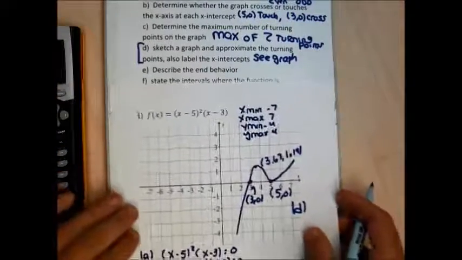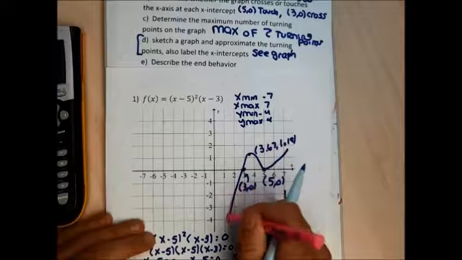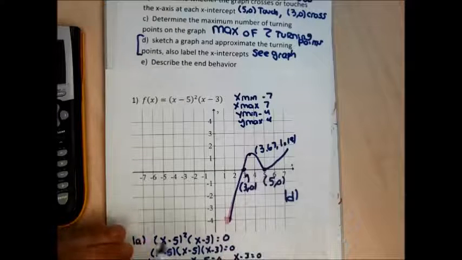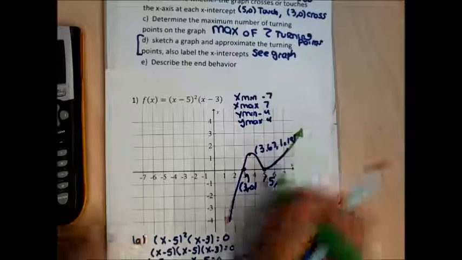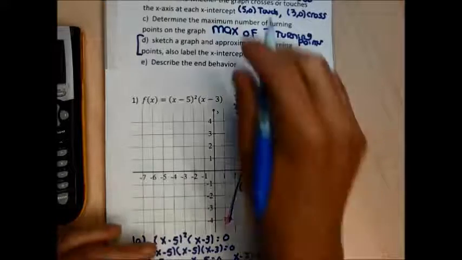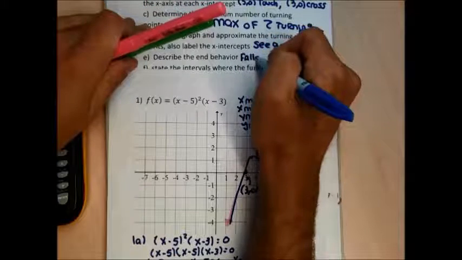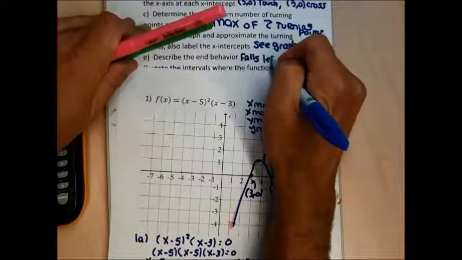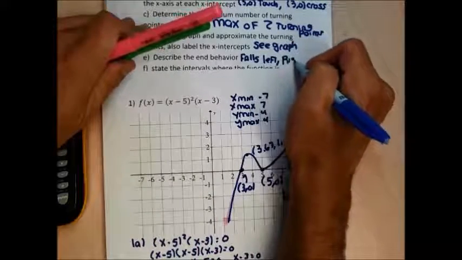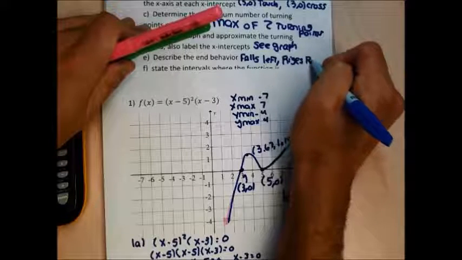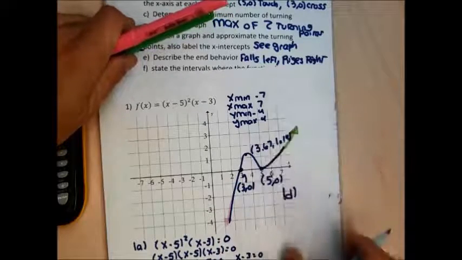For part F, I want to describe the end behavior. So I look at the left half of the graph. Because the left half of the graph is getting lower, we're going to say it falls to the left. And the right half of the graph is going up. We're going to say it rises to the right. So again, if you haven't done the videos for this, this won't make any sense. This is just supposed to cement what you already know and fill in any holes that you might have. So for the end behavior, we look at the far left and the far right edge of the graph. If it's going down, it falls. If it's going up, it rises.